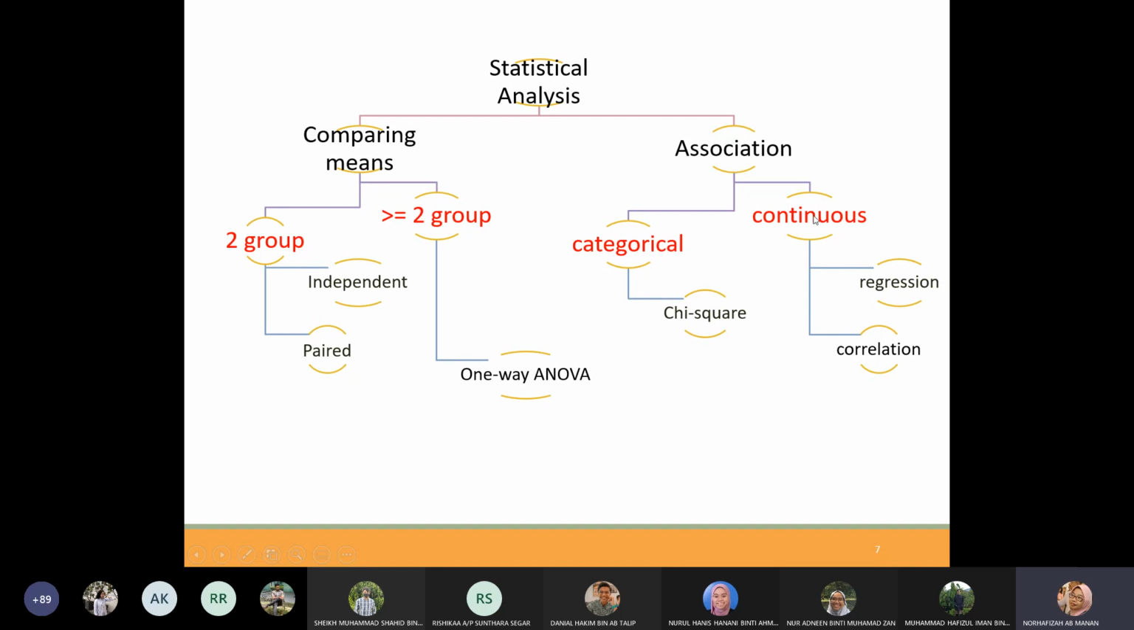If data is continuous or numerical, both dependent and independent, you can use regression and correlation. With regression, you want to do prediction: how Y changes if X increases by one unit. Correlation is for seeing the strength of association between the variables. The variables here are numerical data. All right, so this is the summary.